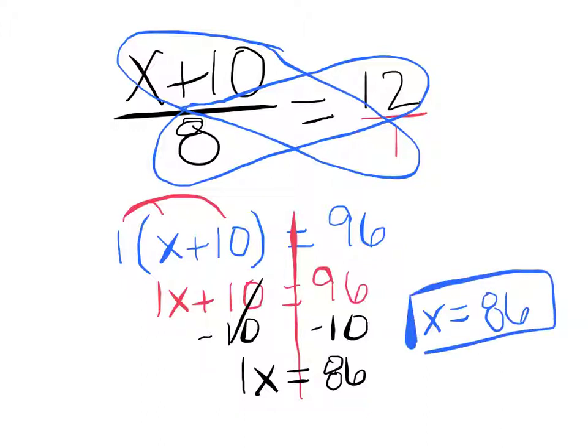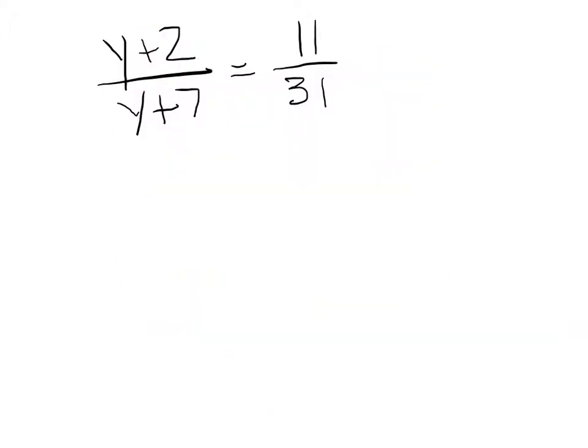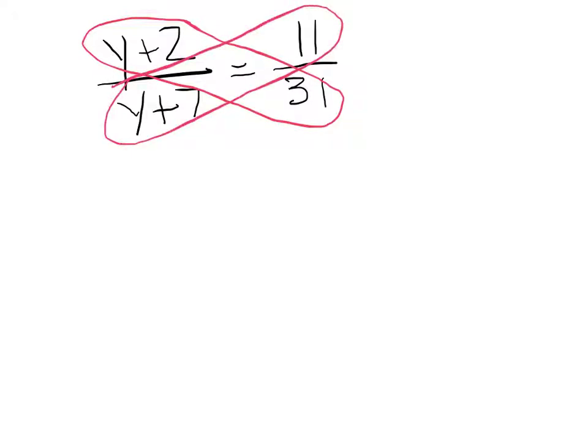This was an example of using cross multiplication to solve just a regular equation that didn't necessarily represent a proportion word problem. Here's another example. This one already has two ratios, so we don't need to change anything. Since we have one fraction or ratio equal to another fraction or ratio, we have our proportion and can use cross multiplication to solve. So, y plus 2 times 31 is the first thing we need to do. Then y plus 7 times 11 is the second thing.